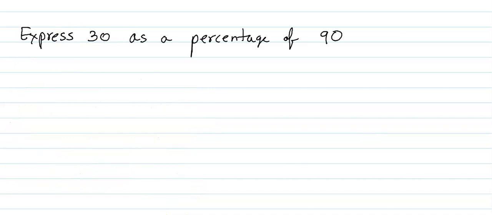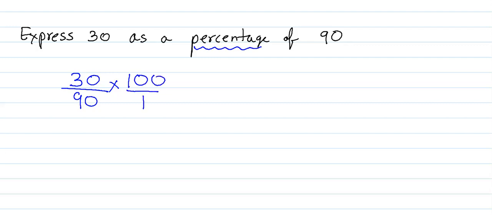So express 30 as a percentage of 90. So 30 out of 90, that you need to find. And because you need to convert it into percentage, you times by 100. There is nothing, so suppose there is 1.